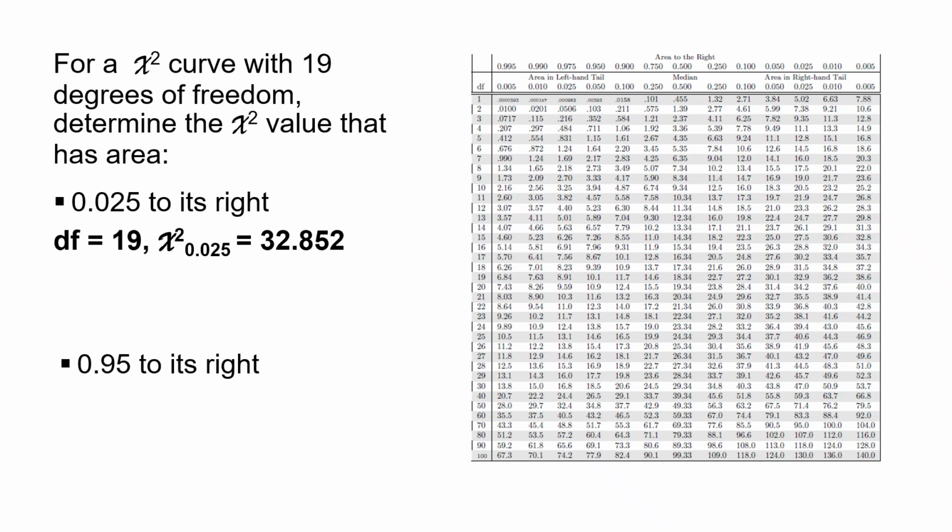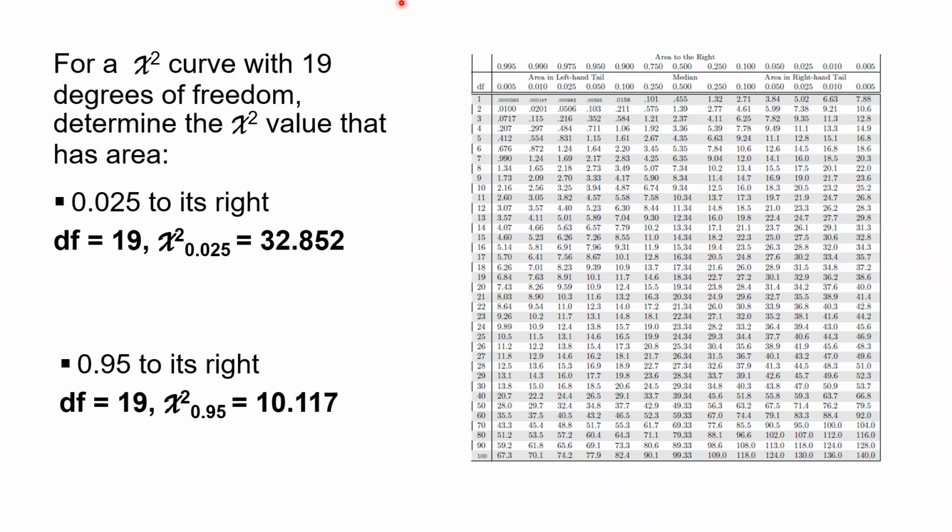So 19 and 0.025, if you just intersect those on here, you should get 32.852. This doesn't have as many decimal places as I have here. And for 0.95 to its right, 19, and then you intersect it with the 0.95. And for that one specifically, you're going to see that it is actually up here in the very, very top. So you're going to have to go here and intersect it down, and you'll get 10.1.